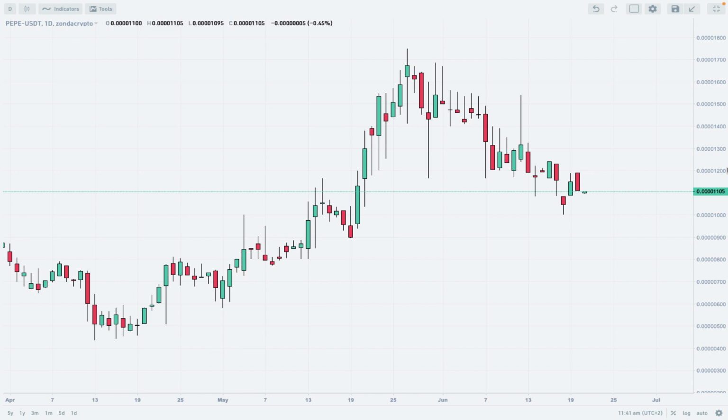Today is Friday, June 21st, 2024. Let's find out what is the altcoin of the week on Zondacrypto. This time it is Pepe, the meme coin, and we are looking at the daily time frame chart of Pepe to Tether. As you can see, we got a very interesting situation here on this coin.